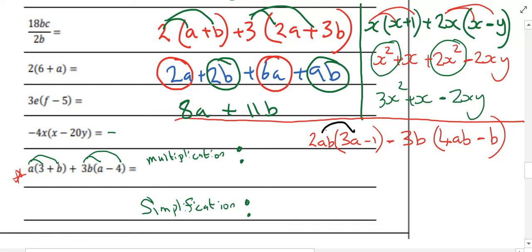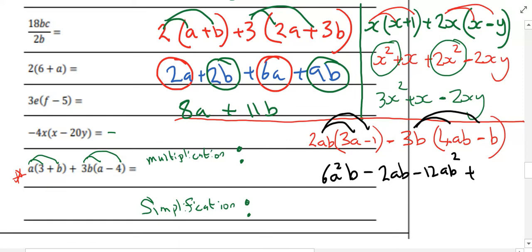Okay, so hopefully you've done that now. So draw in Mr. Winston's eyebrows. Okay, so 2 times 3 is 6a squared b. We've got negative 2ab. We've got a negative 3 4s are 12, ab squared, plus, because we've got a negative multiplied by a negative, 3b squared.